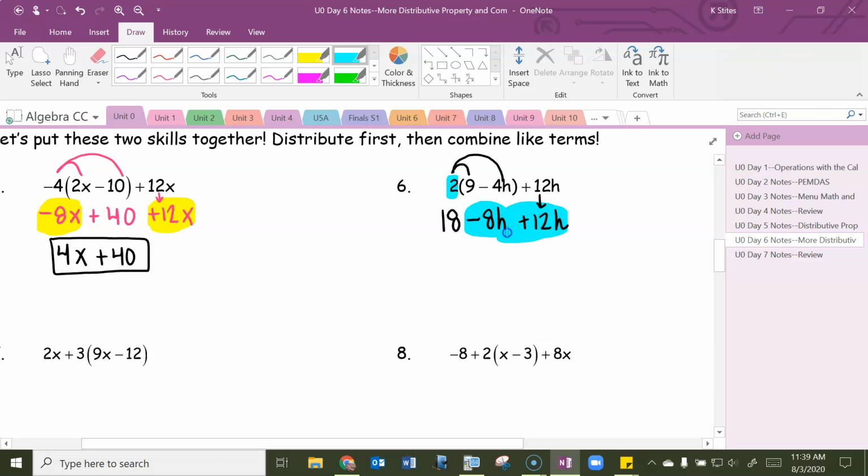plus 12h. And actually this is the same thing we just had, right? Only h's instead of x's. Negative 8 plus 12 is a positive 4h. And then that 18 you're going to bring down. See how there isn't a negative in front of it? That means it's a positive. So you're bringing down a plus 18. You absolutely need that plus there. It's telling you that you're adding it. It's also telling you the sign of the 18.